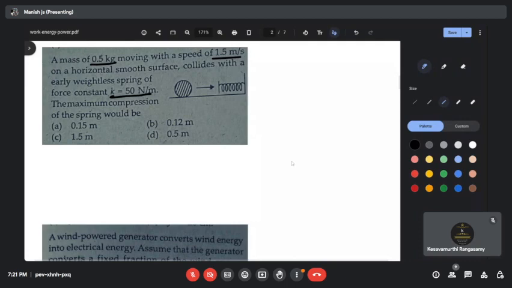So how can we approach this question? Anybody? Is any formula striking you? You can let me know. How can we find out the compression of the spring? It's okay even if you make mistakes. You're here to learn.